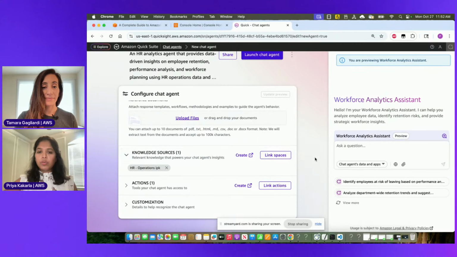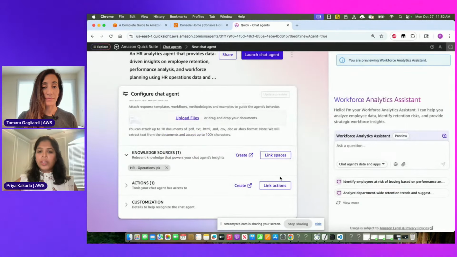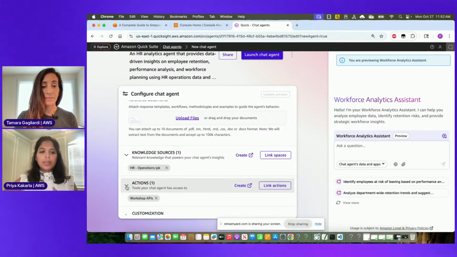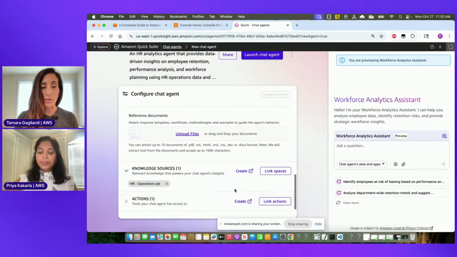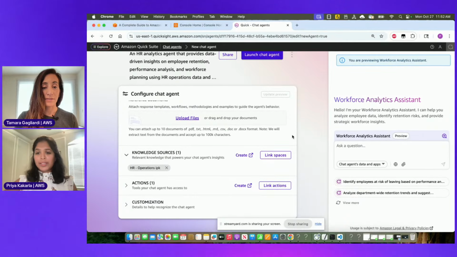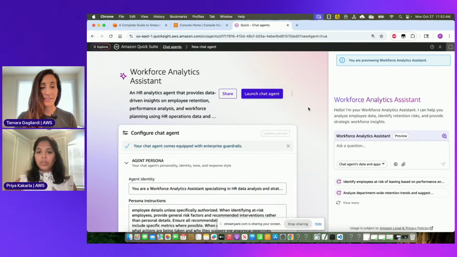Even if you want to link to more spaces, you can go here and link to any of the other spaces that you would be interested in for this specific agent. And if you have any specific actions, like say you want to send information to Jira, or send out a Slack channel message, you can bring in all those actions here as well. That's part of the integrations that you were talking about earlier, right? Exactly, right. There are a lot of integrations that you can explore depending upon your business use case within Amazon Quick Suite. So this is how you can configure the chat agent.